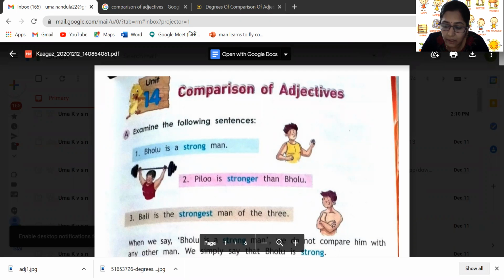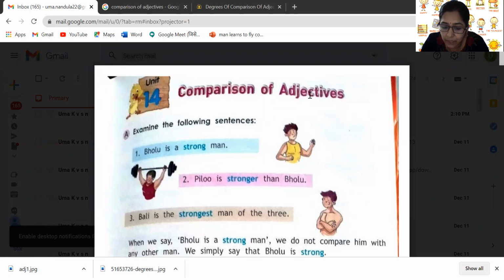Today we have a very interesting topic from your grammar textbook, that is comparison of adjectives. First of all, do you know what adjectives are? All the describing words. She is a very smart girl, smart girl. He's a strong boy, strong. How is the boy? Strong.